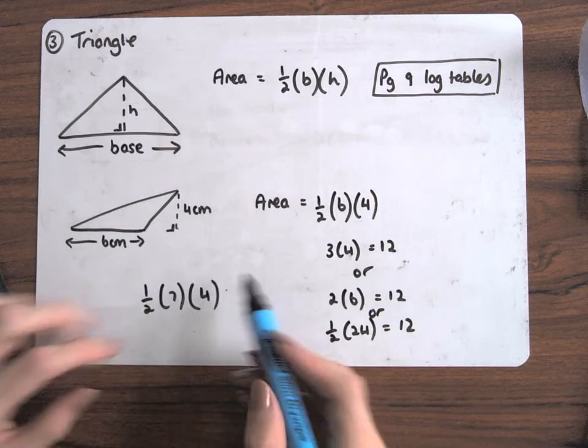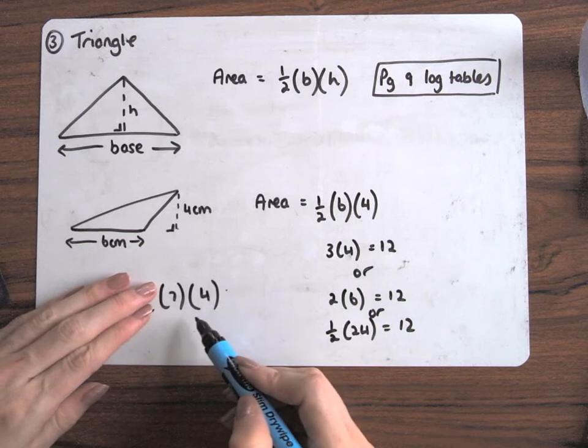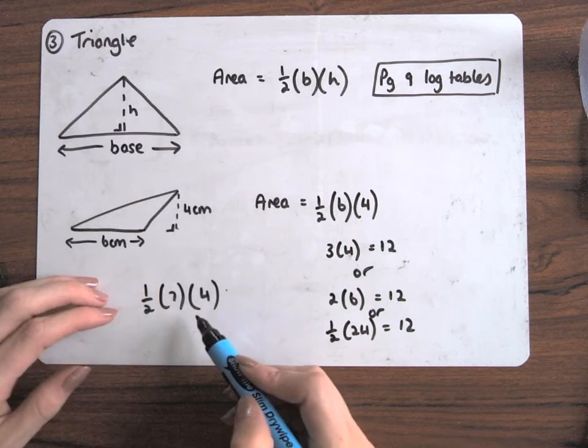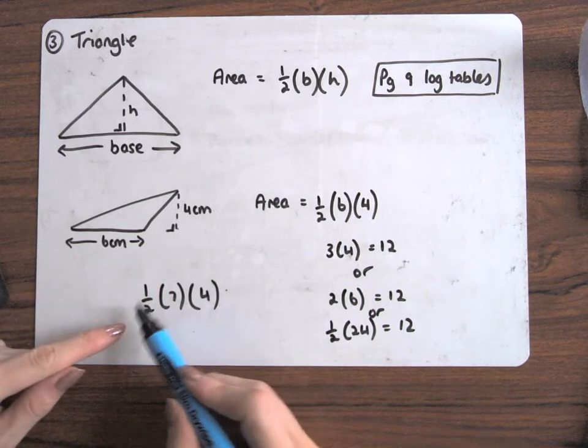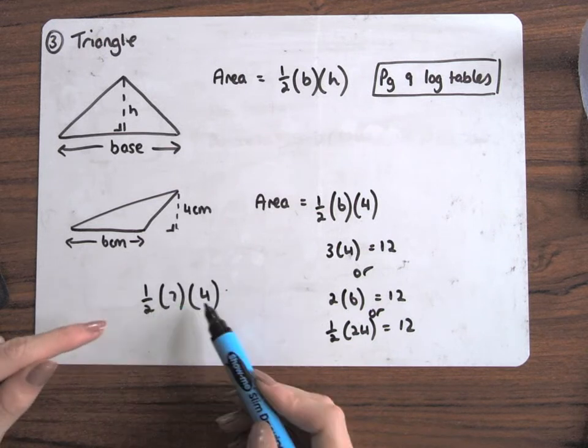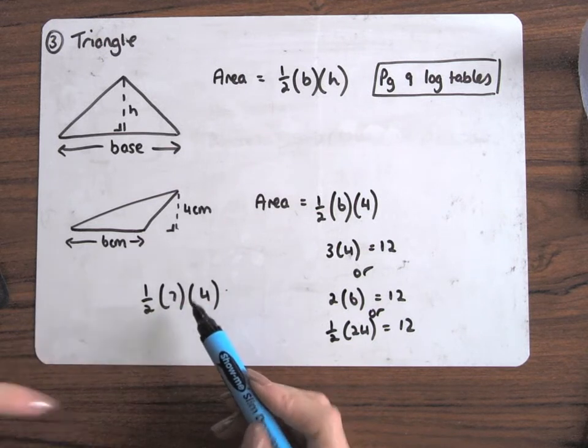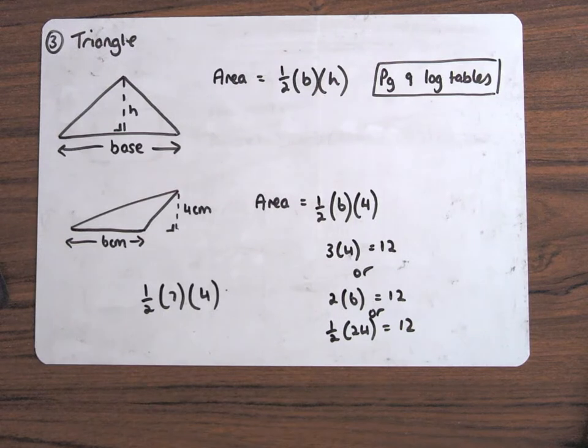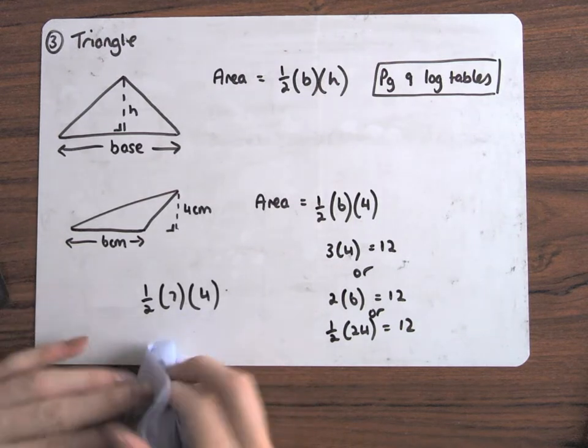Okay? Or I might say, right, what's 7 by 4? 28. And what's half of 28? 14. Rather than doing half of 7, which is 3.5, 3.5 by 4, 14. Does that make sense? Yeah? So that's triangle. Okay?